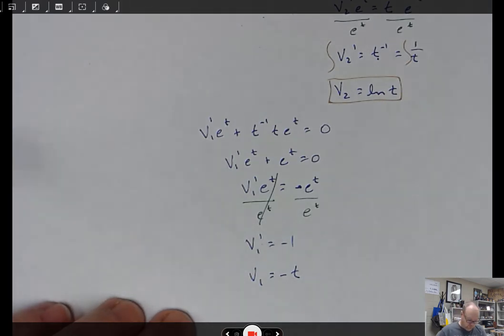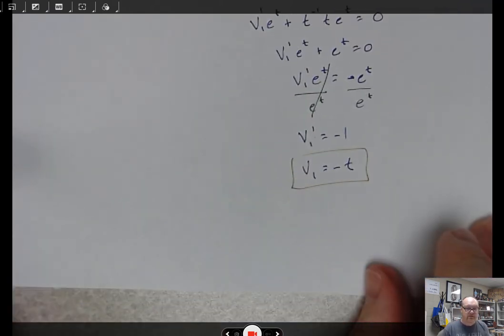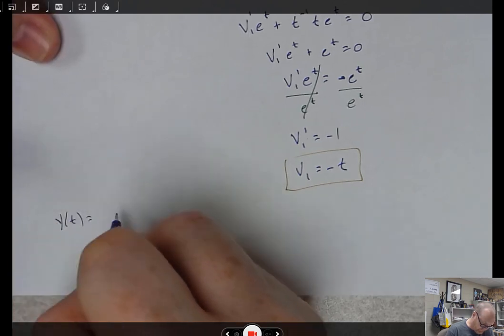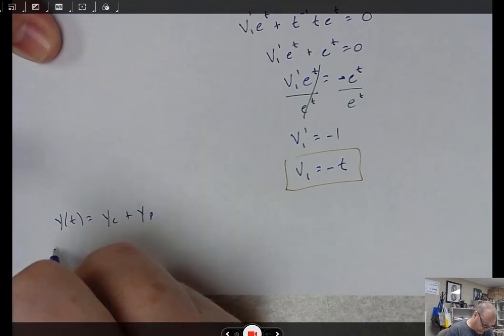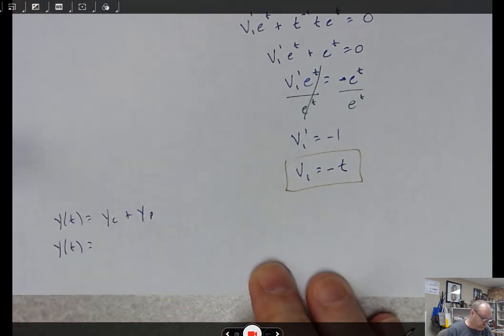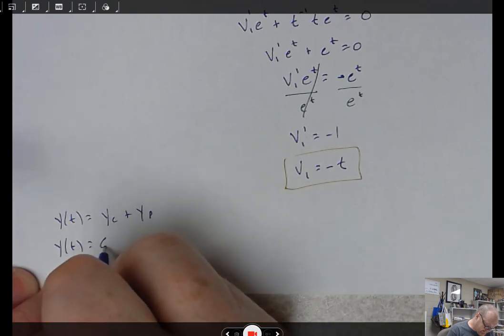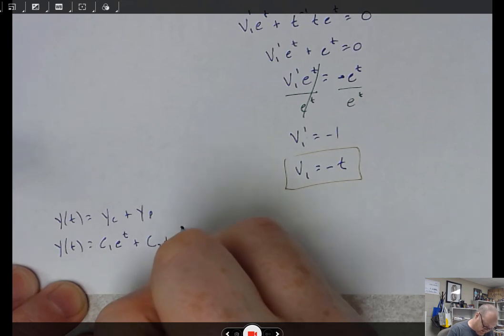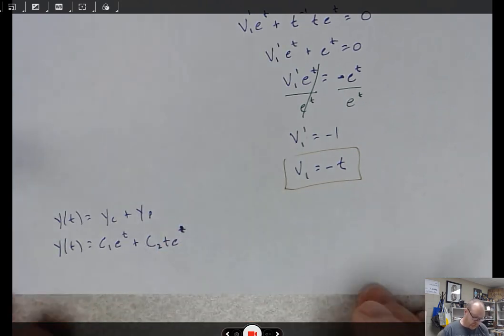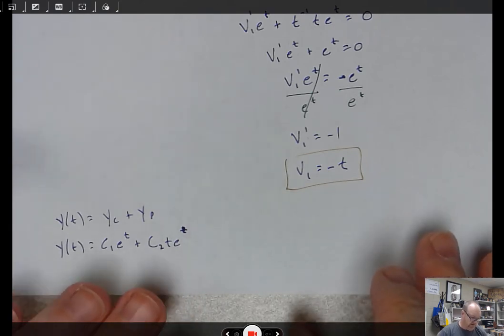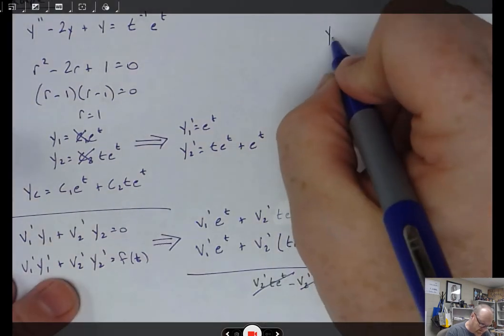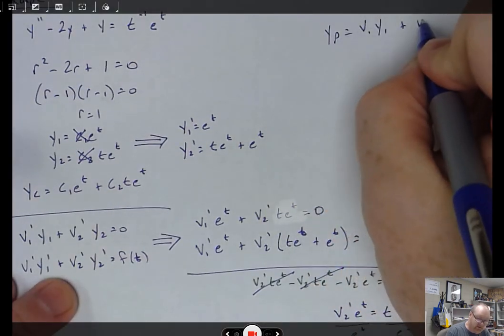So I'm finally ready to write my big solution to all of this. Again, my general solution is the characteristic plus the particular. So the characteristic solution is C1 e^t plus C2 t e^t, plus the particular solution. The particular solution is going to fall into that format. I don't guess I wrote it up here, so I'll write it up here so we can find it: v1 y1 plus v2 y2.